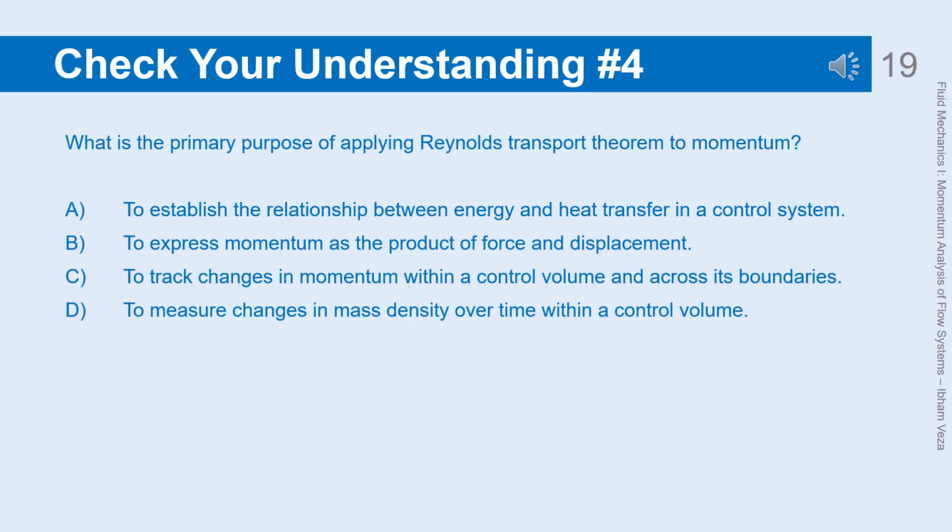Explanation of incorrect options. Option A. This is incorrect because Reynolds transport theorem, when applied to momentum, does not deal with energy and heat transfer. It specifically tracks momentum changes in a system. Option B. Momentum is not expressed as the product of force and displacement. Instead, it's expressed as the product of mass and velocity. This makes the statement incorrect. Option D. While Reynolds transport theorem can analyze properties like mass, the focus here is on momentum, not on changes in mass density over time.